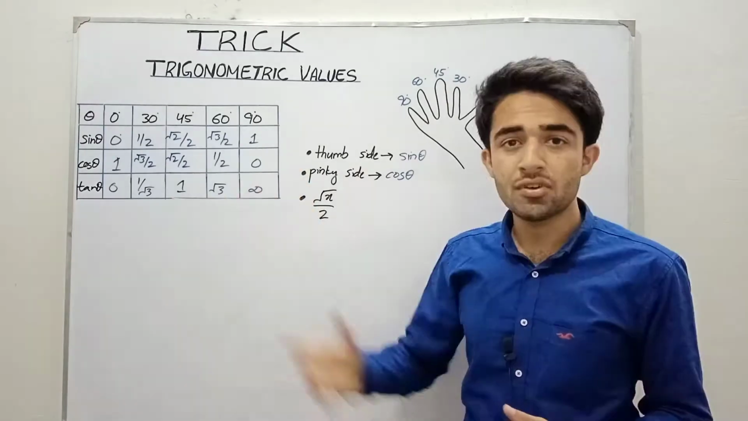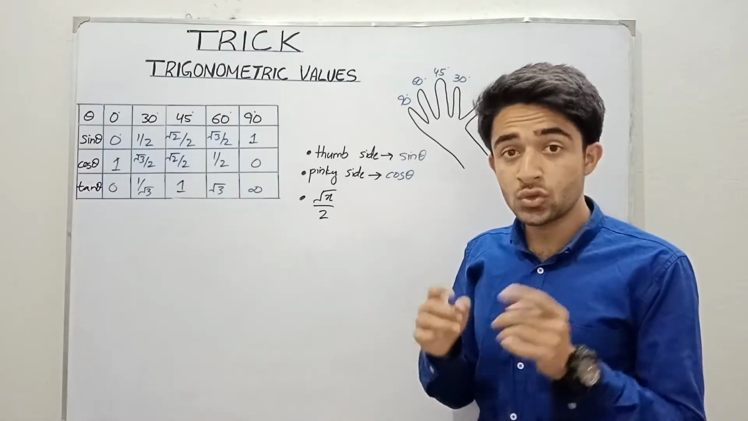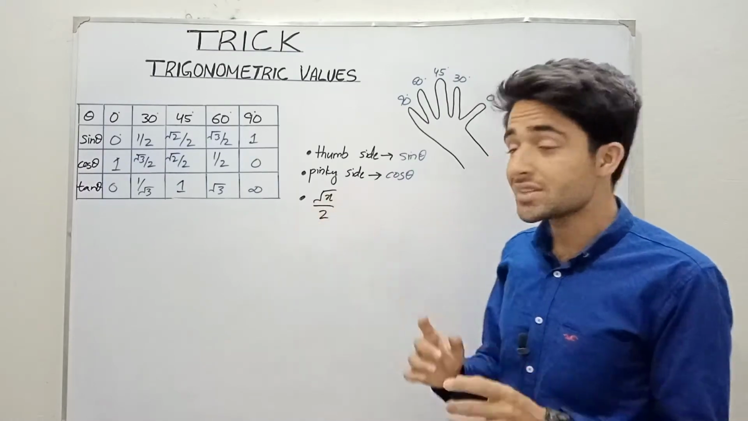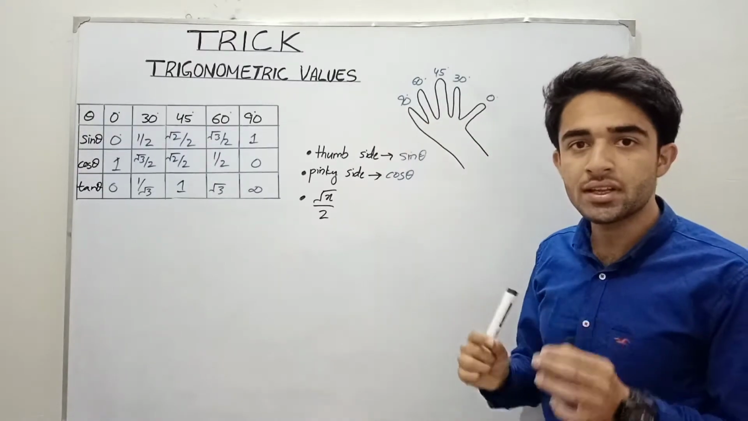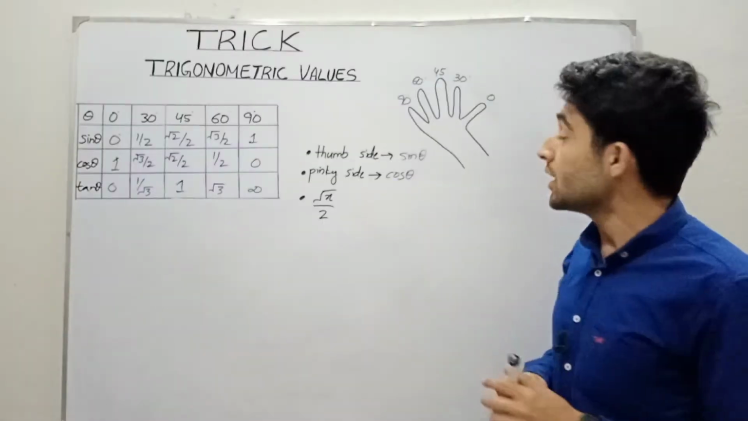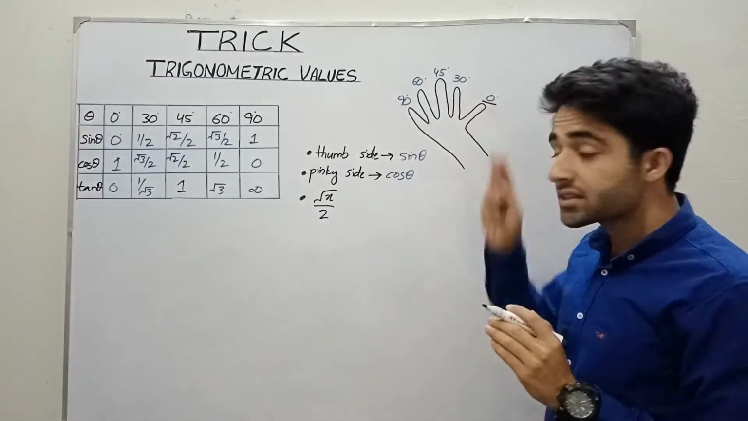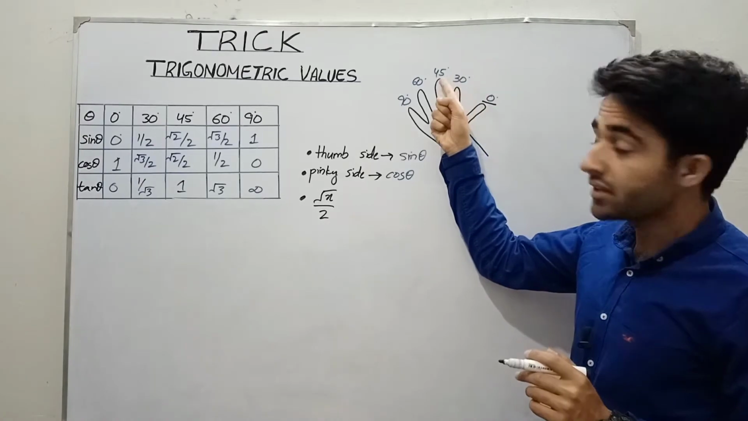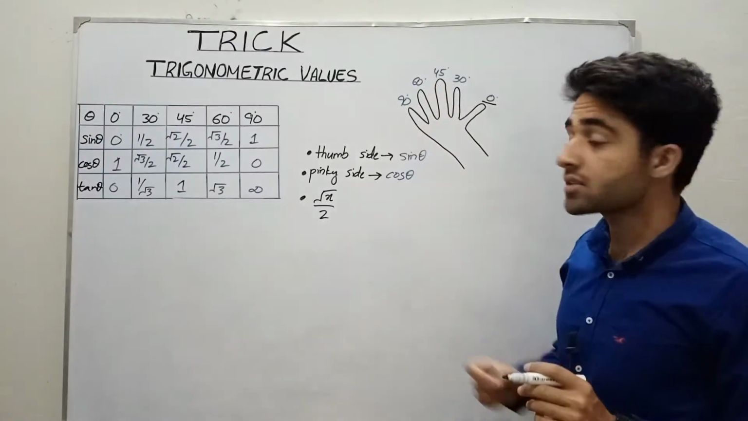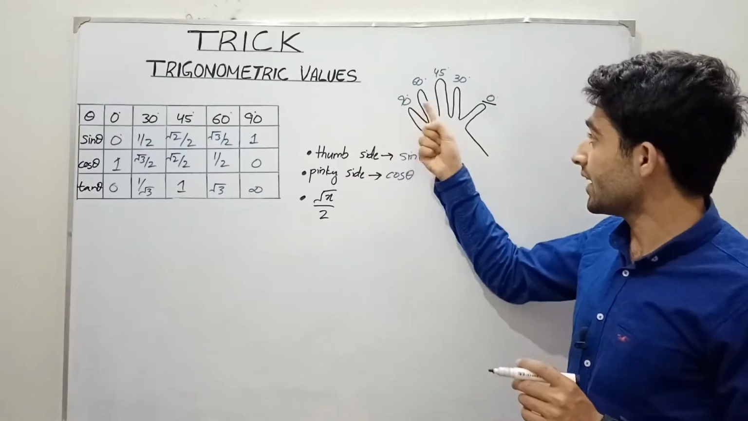And for this trick, first of all you have to remember that the hand that you will use is the right hand, and in the right hand the 5 fingers represent the different angles. The thumb represents 0 degree, the next finger represents 30 degree, then 45 degree, 60 degree, and the last small pinky finger represents 90 degree.